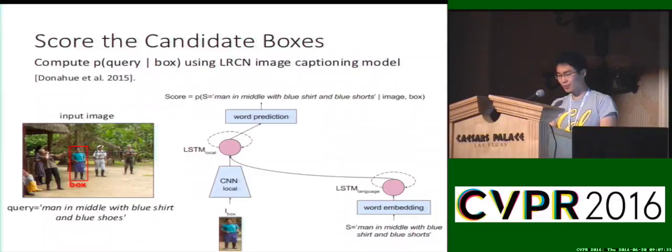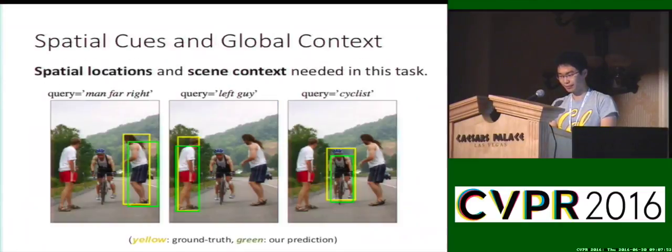Therefore, a simple approach would be to take the LRCN image captioning model and, instead of running it on the whole image, run it on the candidate bounding box regions in the input image and compute the probability of the query text to be generated from these regions. Then, we can use these probabilities as scores for the regions.